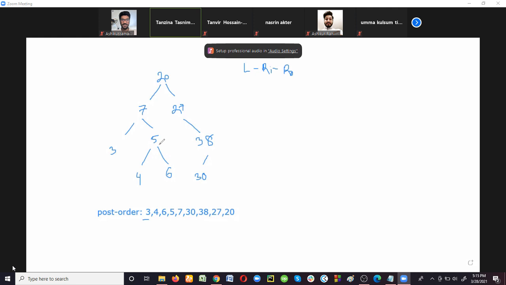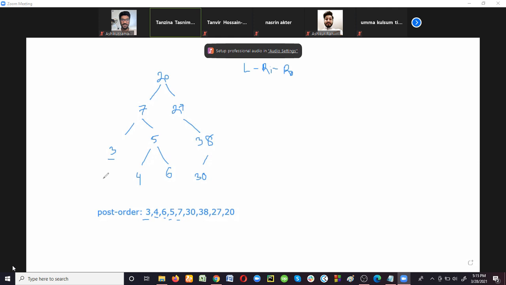So 5 is the right child of 7, which is a parent node, so take its left child, that is 4. And after taking left child, then take the right child 6, and then after traversing the left child and right child of a parent node, then we can take that root node 5, and then 5 was the right child of 7. So 3 was the left child of 7. So at first we traversed it, and then the right child of 7, and then the root node 7.